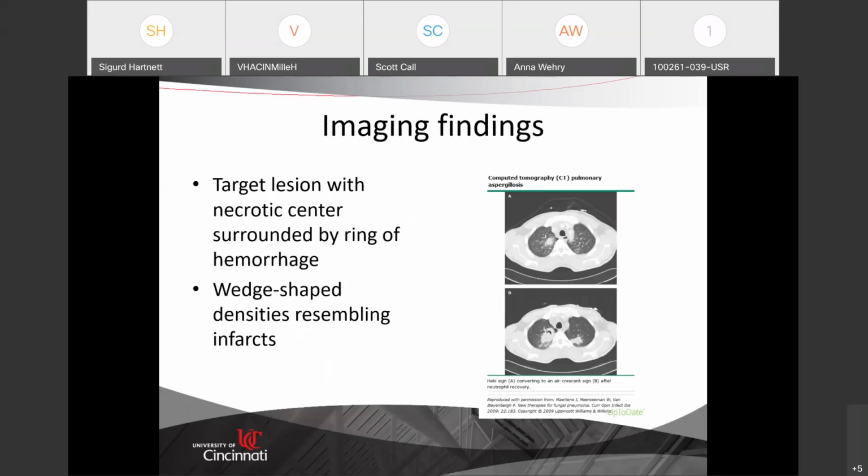And so sometimes in the radiology report, you'll see this described as the halo sign. And then you also can get on a chest x-ray these wedge-shaped densities that would resemble an infarct that you would see with PE.